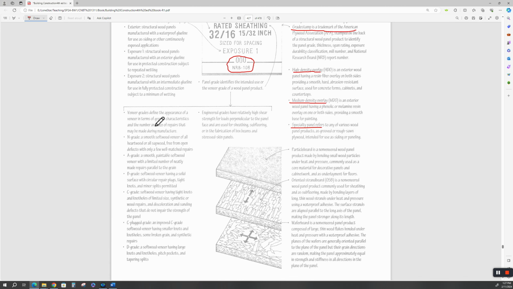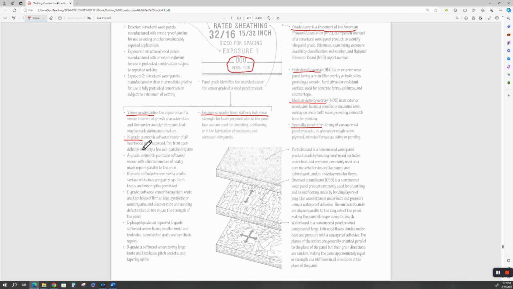The veneer grades define the appearance of a veneer in terms of growth characteristics. All right. So you have engineered grades, relatively high shear strength for loads perpendicular, used for subflooring or in the fabrication of box beams and stress skin panels. Now, on the outside of these plywoods, you've got your veneer grades. What is the grade of the veneer? It's the appearance of the veneer in terms of growth characteristics.